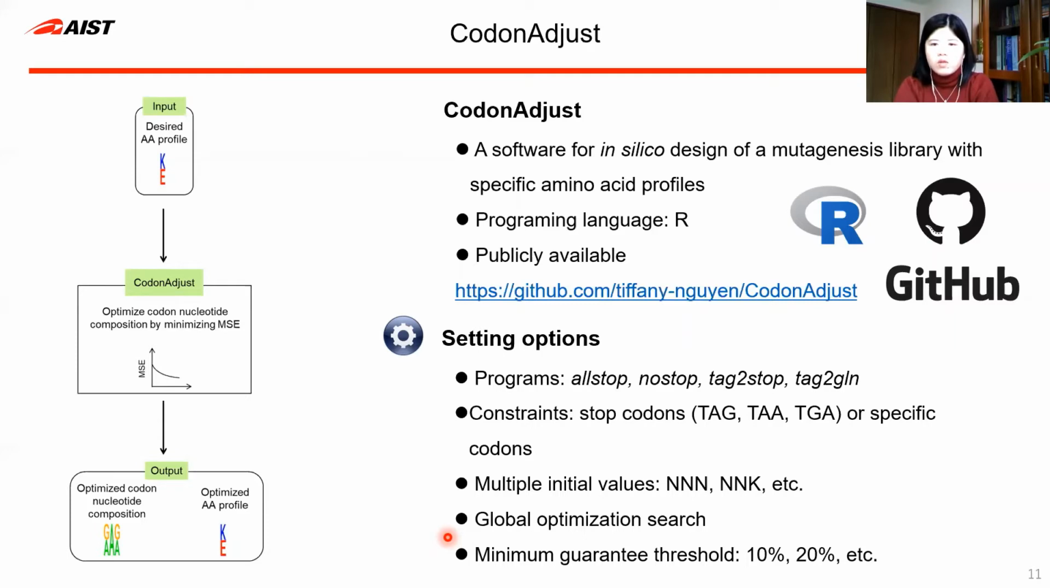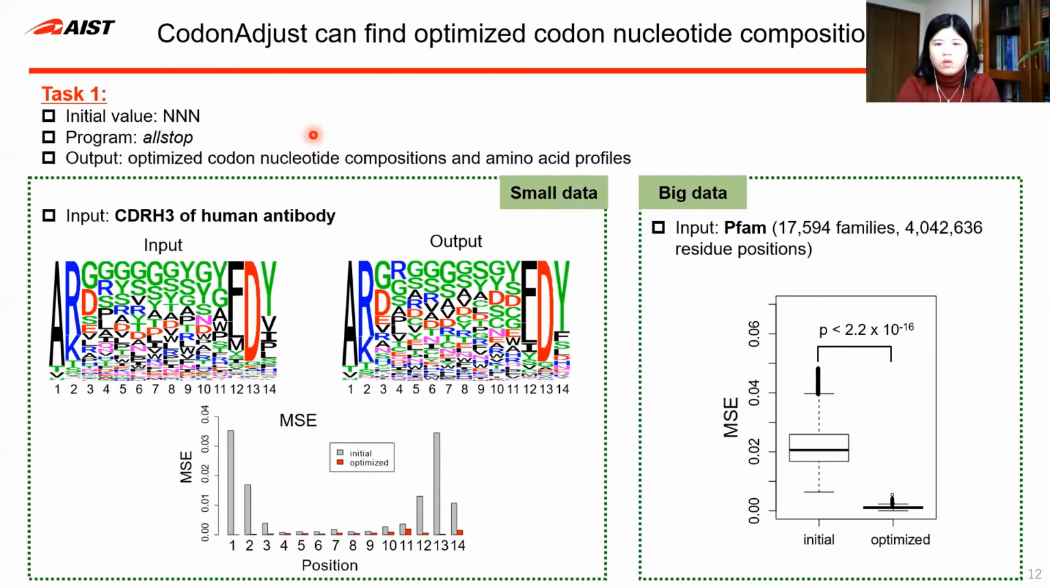Next, I would like to introduce how Condom works. We take the first question: whether Condom can minimize MSE between input and output. In this task, we use the no-stop program and run it with NNN. For small data, we take the antibody binding site CDRH3. This input contains 14 positions.